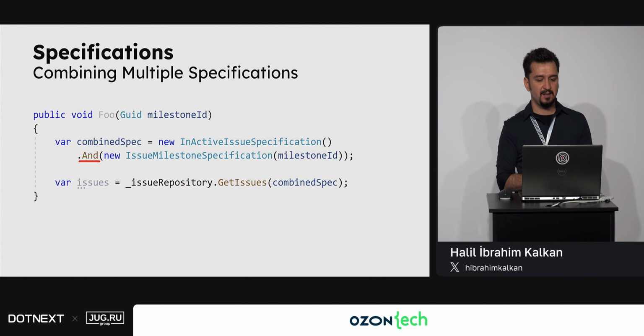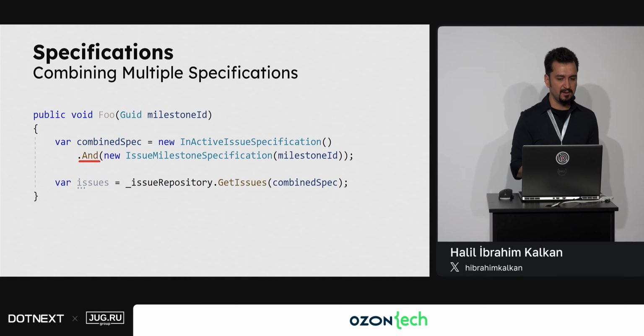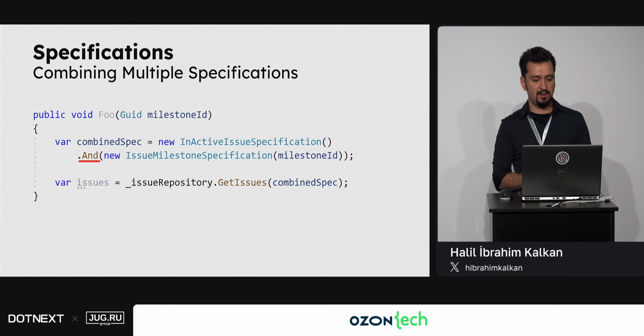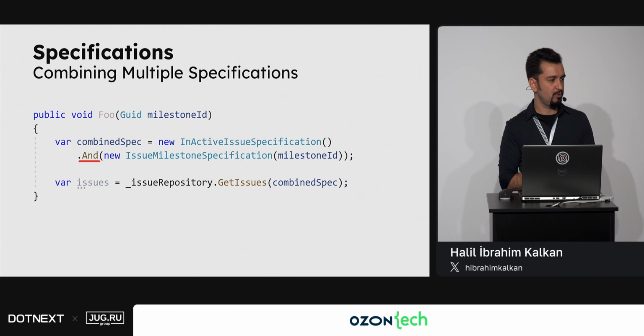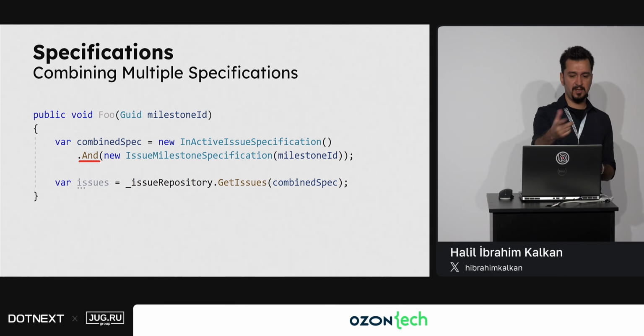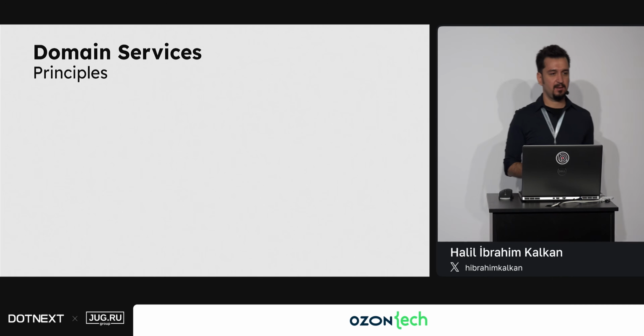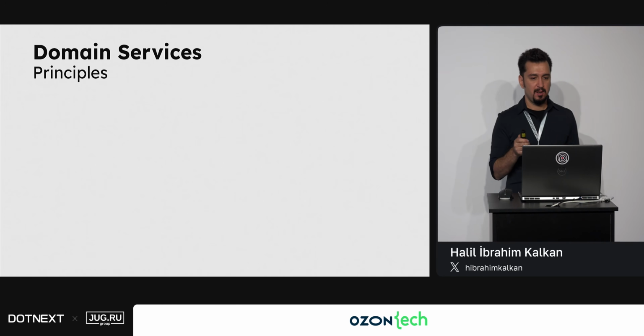If you use this, you will have a specification object. You can combine these together with AND or not. Then pass it to the repository to get a list of entities. Then when you change the milestone specification or inactive issue specification, it affects all the places where it is used. Okay, let's come to the domain services.